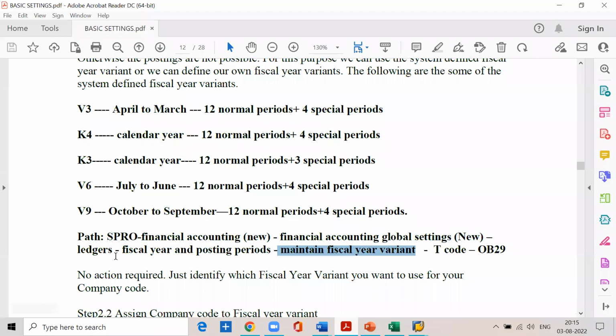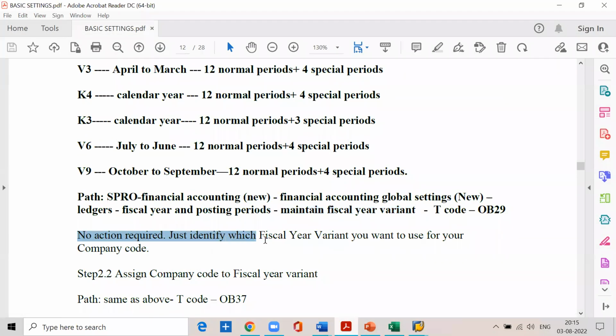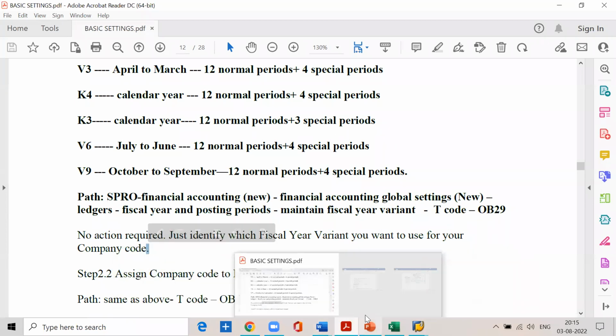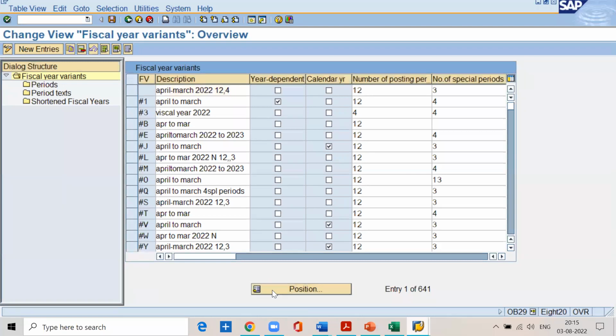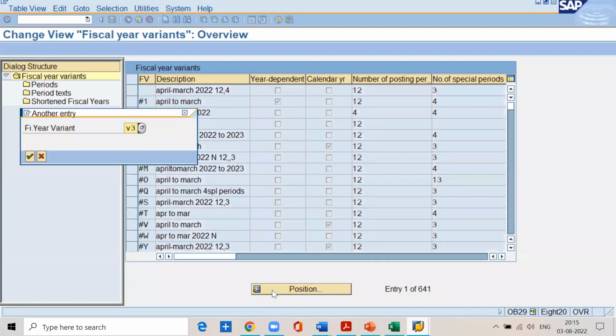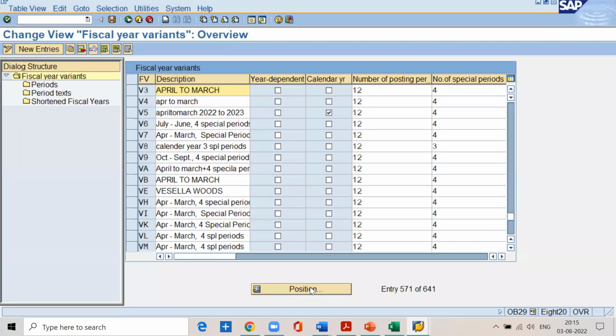See, no action required. Just identify which fiscal year variant you want to use for your company code, right? See, our company code is in India, right? So compulsorily, we should use April to March, right? Then I want to use 4 special periods. For that, V3 is there. See here, click on position. V3. So the V3 fiscal year is there, April to March. Number of posting periods 12, number of special periods 4.